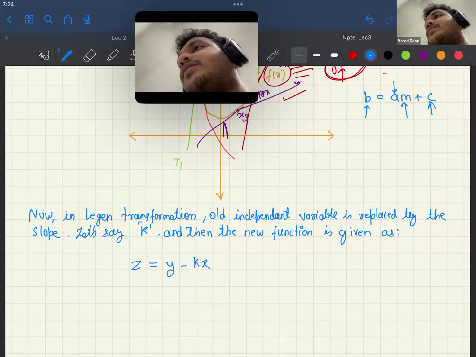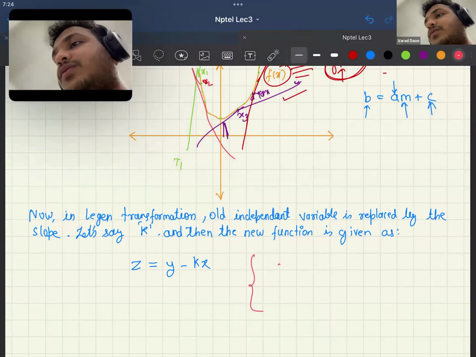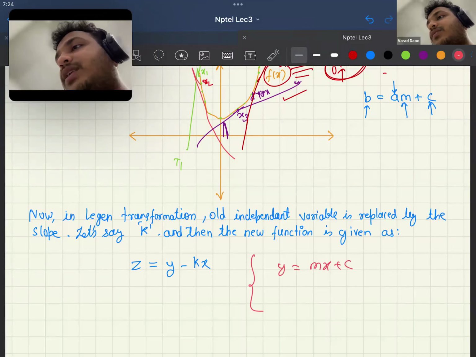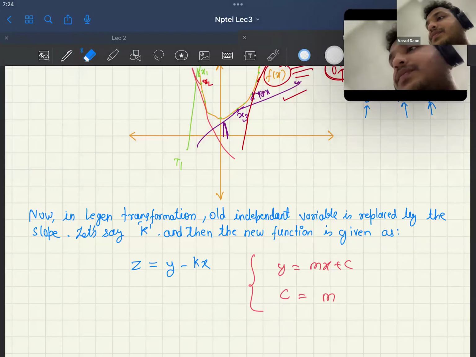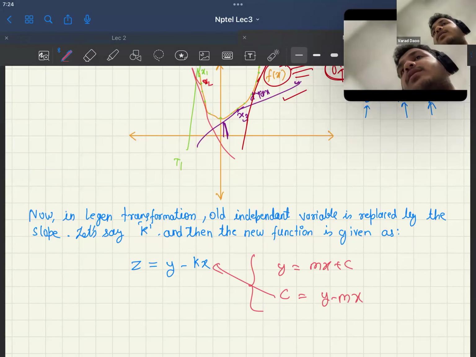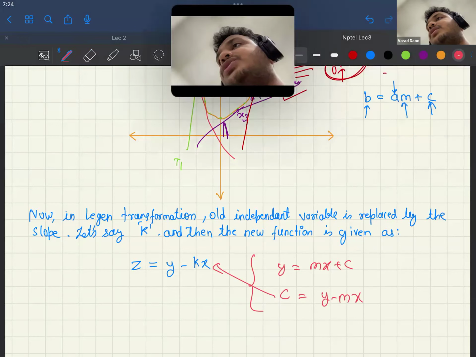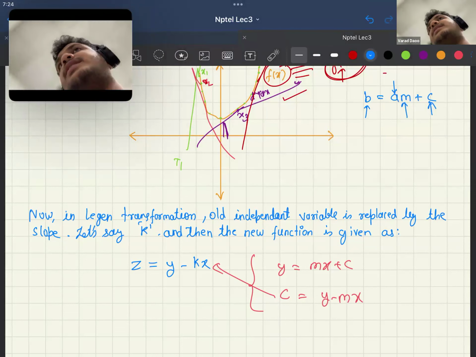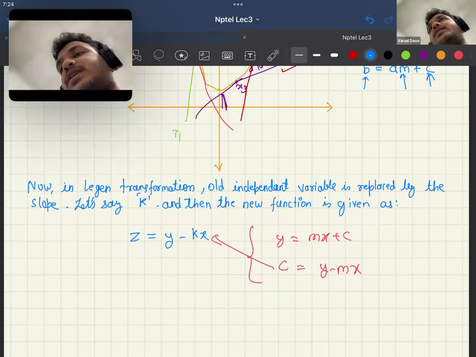You may be wondering why. So y is equal to mx plus c, and what we need is c. c is going to be y minus mx. It's just the notation we have changed, because the slope has been given as z.